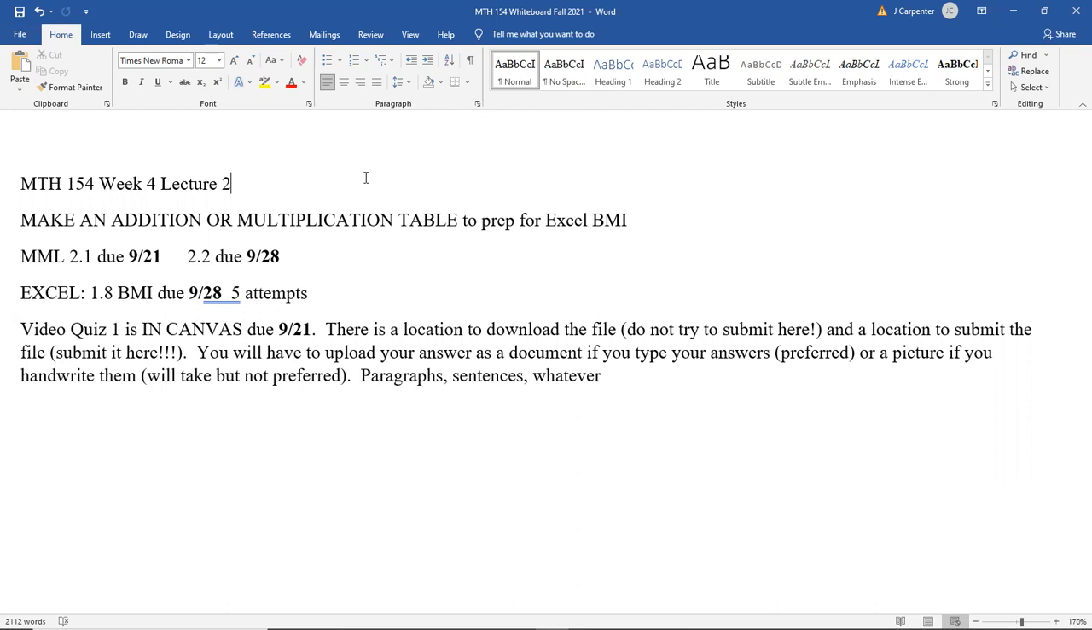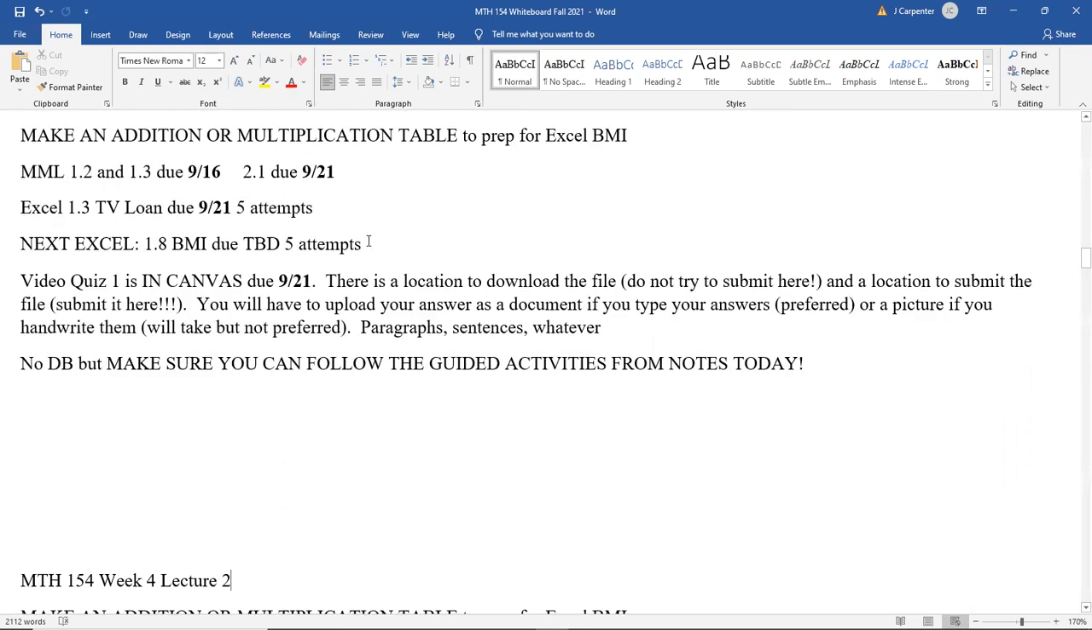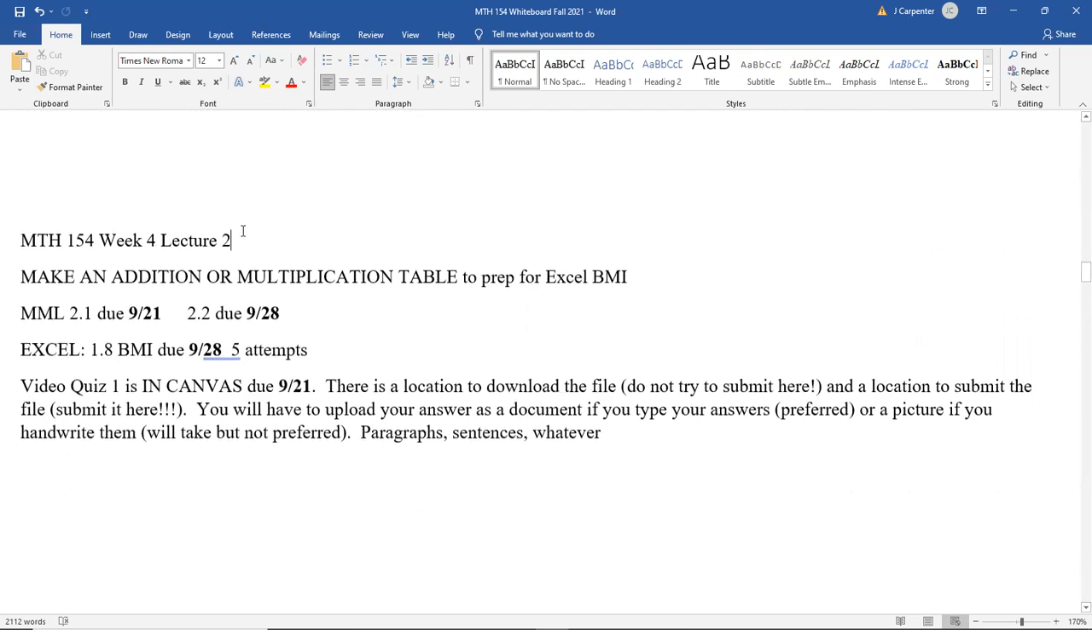Excel 1.8, again, that's going to be the newest one. In fact, let's just scroll back up so you can see those. Yeah, the TV Learn 21st, and then 1.2 and 1.3, the 16th. There we go. I usually have those on here. I just forgot to add them. So again, 1.3 TV Learn, we just saw that, that's the 21st. And then the newest Excel assignment, 1.8 BMI, that's going to be the 28th.